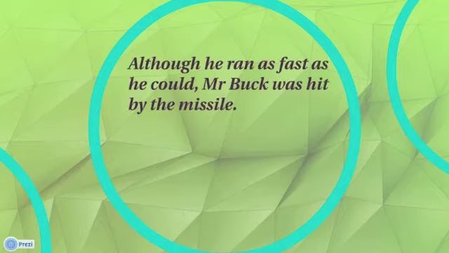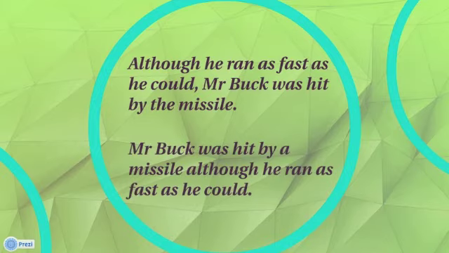So as you saw from the film, we have two different types of complex sentences made up with the same dependent clause. We have, although he ran as fast as he could, Mr. Buck was hit by the missile, and Mr. Buck was hit by the missile, although he ran as fast as he could. When you start a complex sentence with a dependent clause, you have to set it off by a comma. But when you end a complex sentence with a dependent clause, most times you don't have to set it off by the comma.